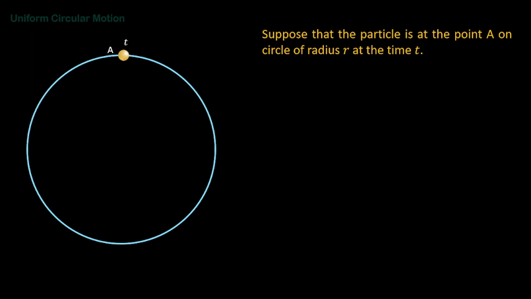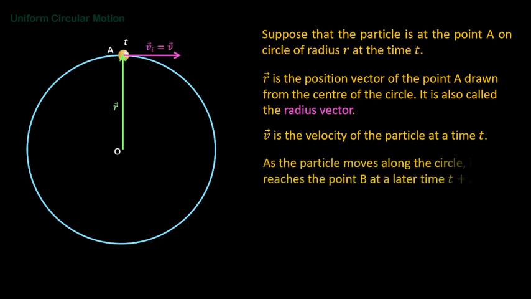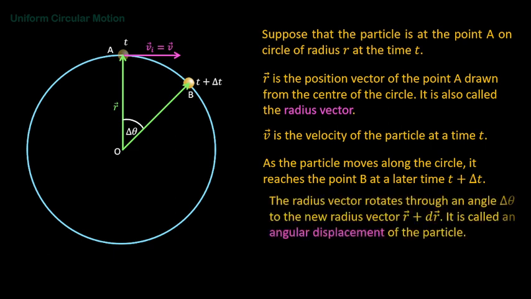Suppose that the particle is at the point A on the circle of radius r at the time t. R bar is the position vector of the point A drawn from the center of the circle. It is also called the radius vector. V bar is the velocity of the particle at time t. As the particle moves along the circle, it reaches the point B at a later time t plus delta t. The radius vector rotates through an angle delta theta to the new radius vector r bar plus delta r bar. It is called the angular displacement of the particle.